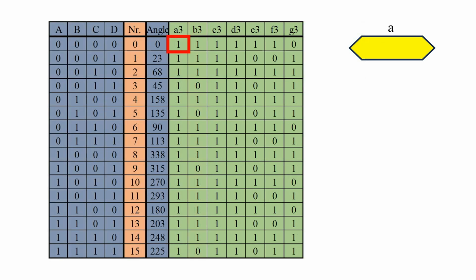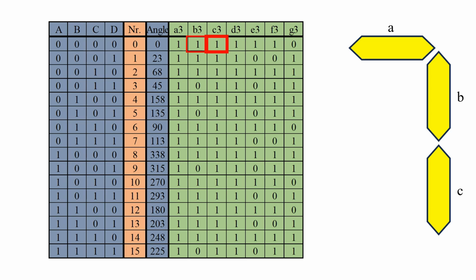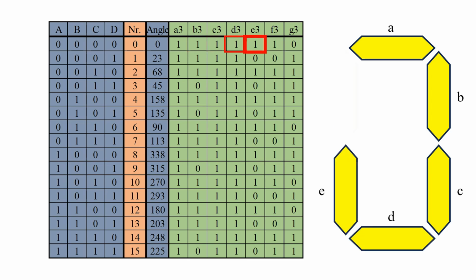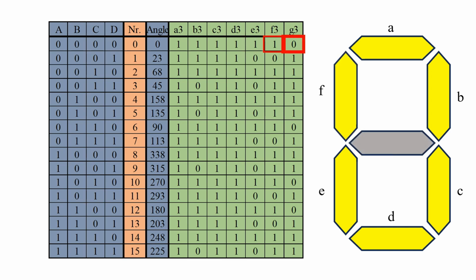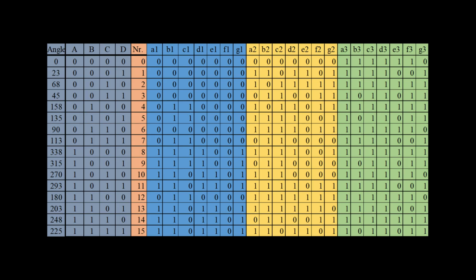Now we need to create the truth table. For this one, I am going to show only the first example where the number displayed is 0. To display the number 0, we need to light up the segments A, B, C, D, E, F, and segment G needs to be off. Now we do the same for all of the angles on 3 7-segment displays, and we get this big truth table shown on the screen.